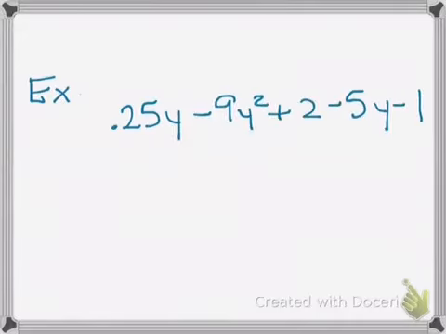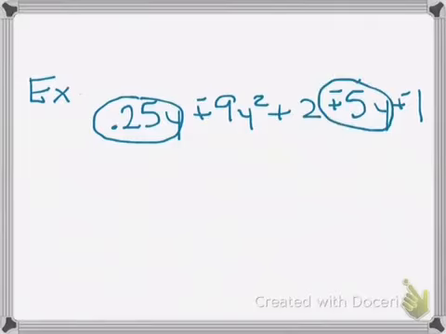Okay, this one has some rational coefficients. I have 25/100ths y minus 9y squared plus 2 minus 5y minus 1. I'm again going to change all my subtracts to adding the opposite. And once I do that, I'm starting to see some like terms. So 25/100ths y can combine with, toward the end, do you see the negative 5y? So I have 25/100ths y plus negative 5y. I also have constants that can go together. So I have a positive 2 and plus a negative 1.